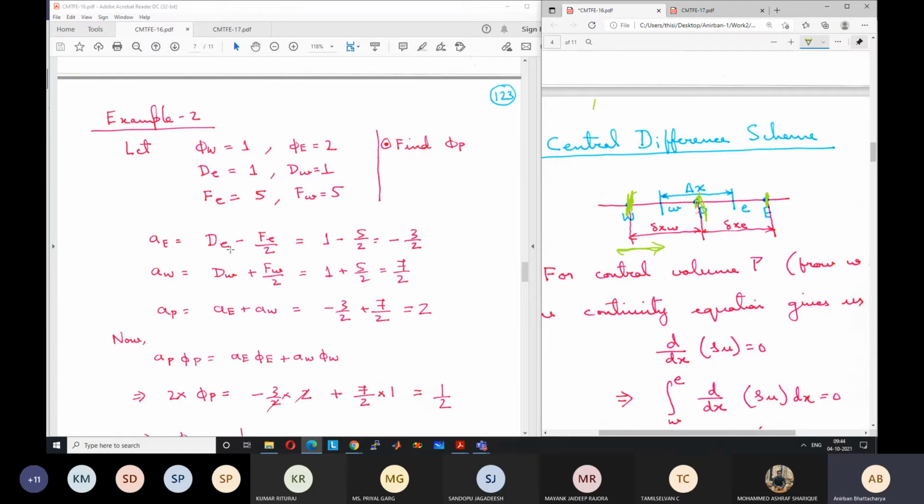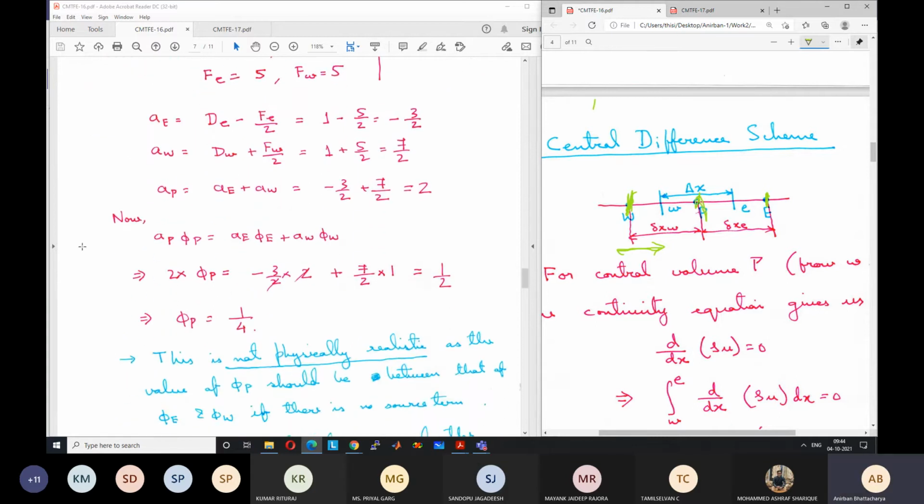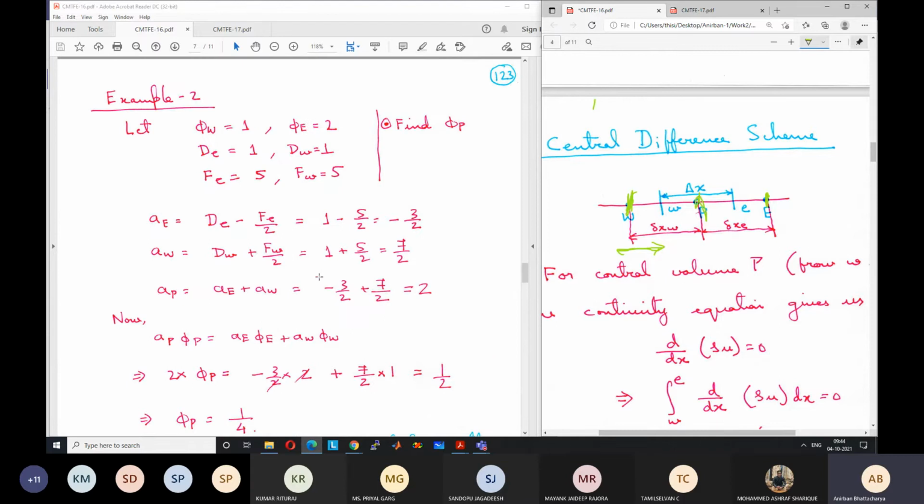Again, same process. AE is equal to dE minus Fe/2, 1 minus 5/2, so minus 3/2. AW is dW plus 5/2, so 1 plus 5/2, 7/2. And AP is equal to AE plus AW, so minus 3/2 plus 7/2, equal to 2. So this gives us 2 into phi P is equal to minus 3 by 2 into 2, because phi E is 2, plus 7 by 2 into 1. So this is minus 3 plus 7 by 2. This is half. So 2 phi P is half, so phi P is 1 by 4. Is this physically consistent?